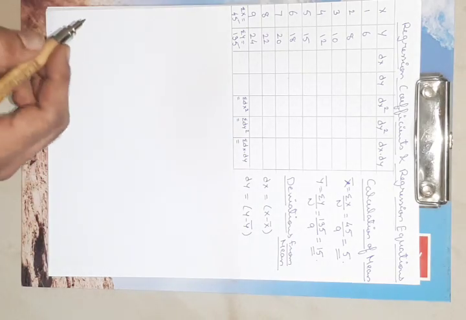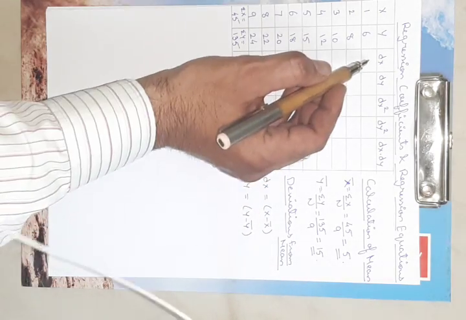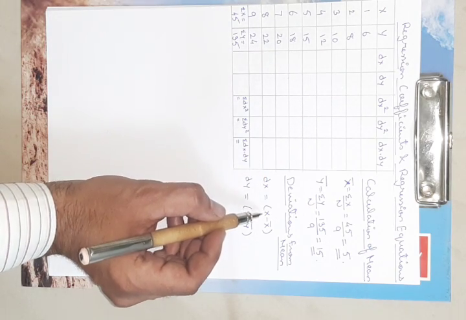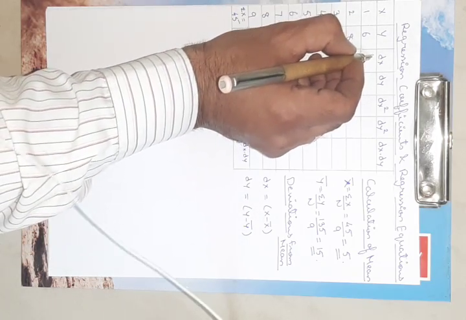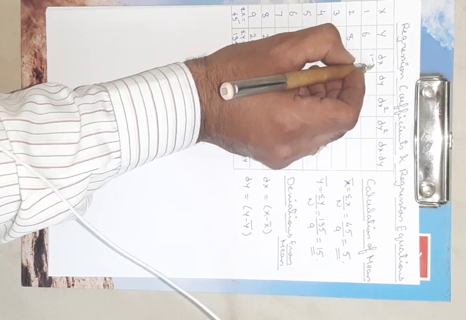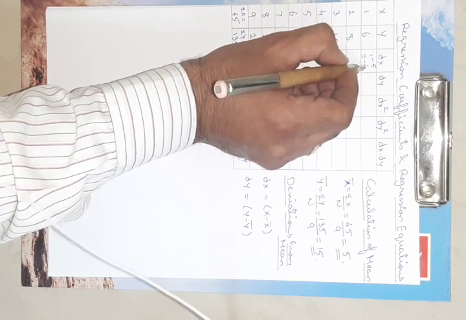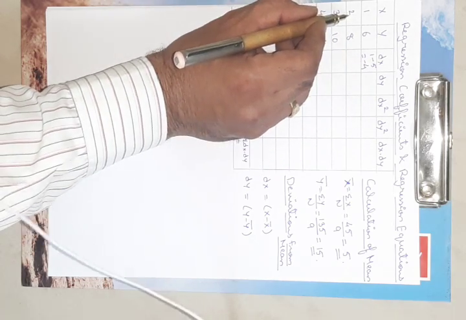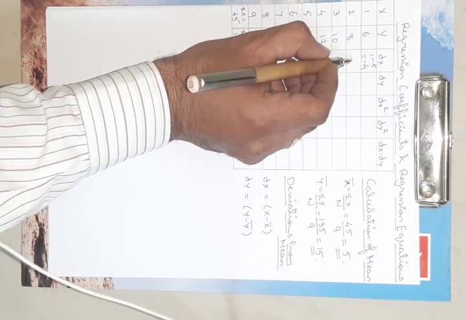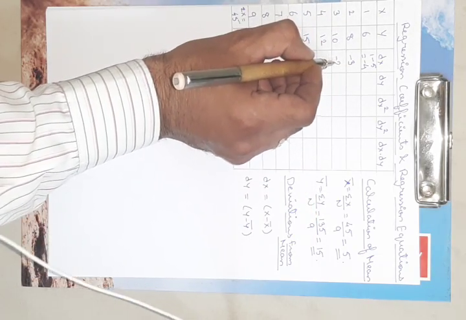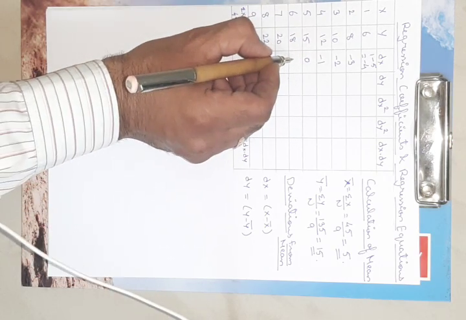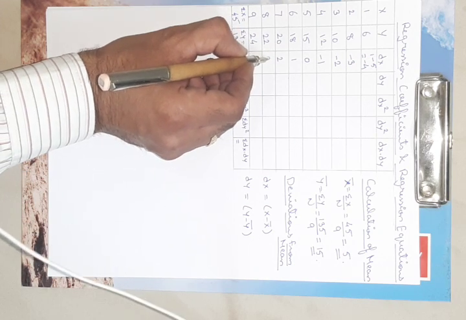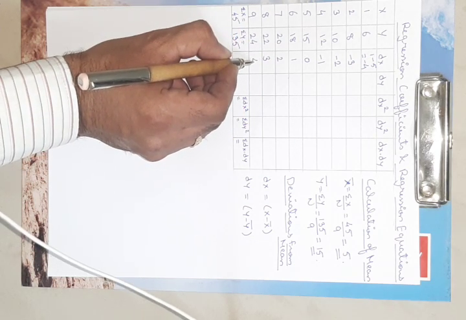Now the next thing is we need to calculate the deviations from mean. For calculating the deviation from mean, that is dx, the formula is x minus x bar. The first value x is 1 minus x bar, that is 5, so 1 minus 5 is minus 4. Similarly the next value 2 minus 5 is minus 3, then minus 2, then minus 1, 5 minus 5 is 0, 6 minus 5 is 1, then 2, 3, and finally 9 minus 5, that is 4.